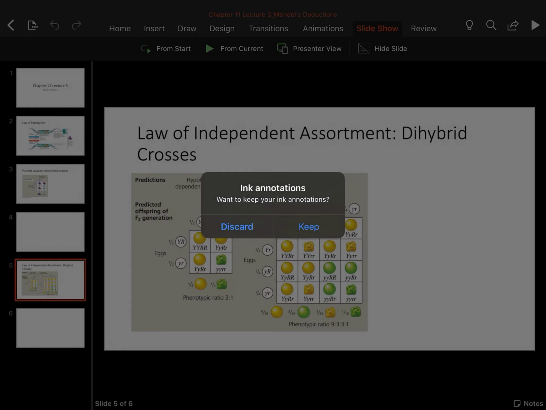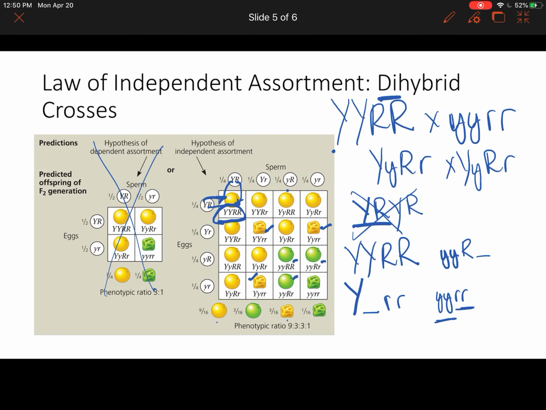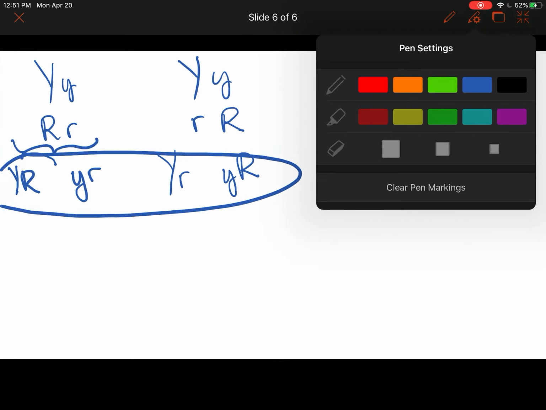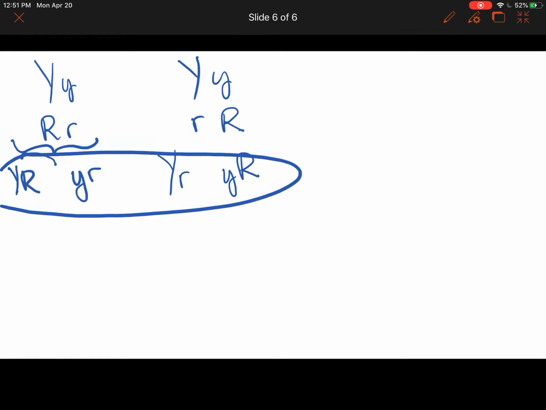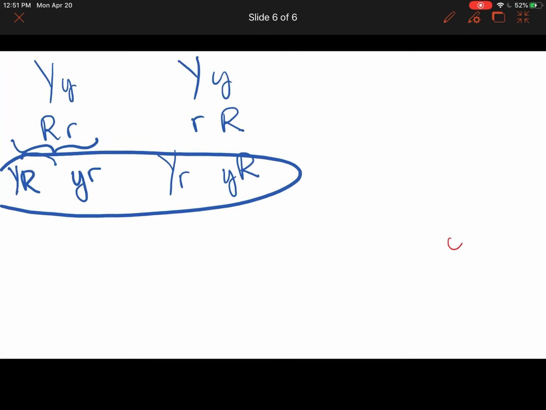practice, technical difficulties. let's practice a dihybrid cross. Uh-oh. Okay, well, I'm not sure why it won't let me erase right now.